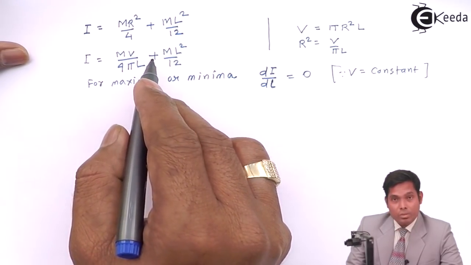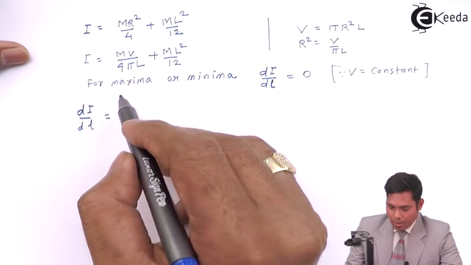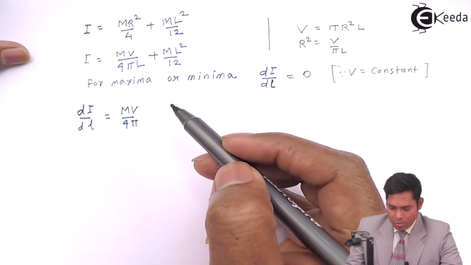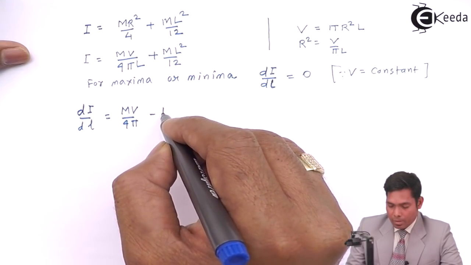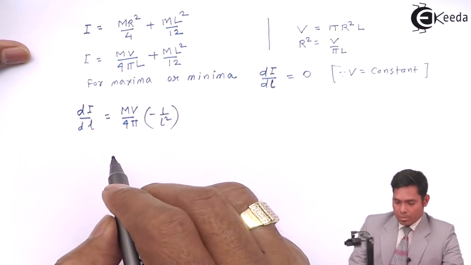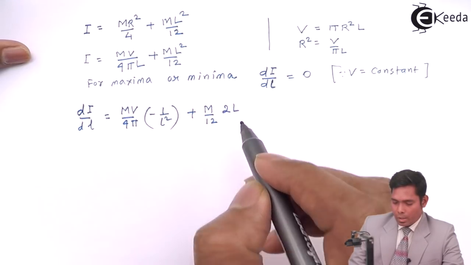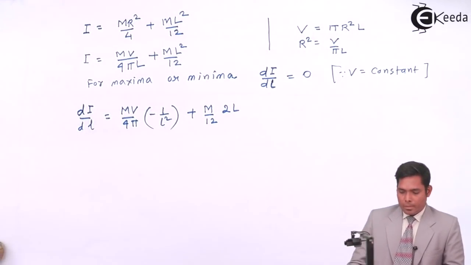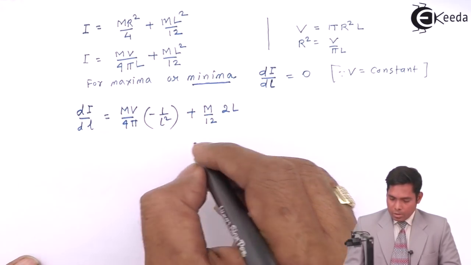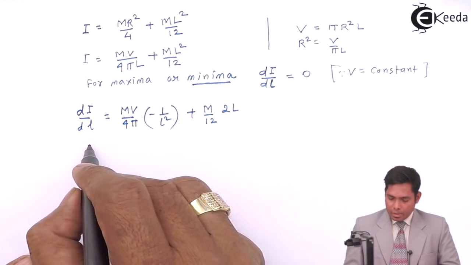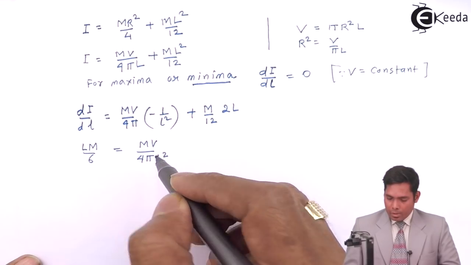Now, if I differentiate this equation with respect to length, dI over dL, this becomes m V by 4 pi will come out, because V is constant, m is also constant. Now what about this length, 1 by L? 1 by L, if I differentiate it, becomes minus 1 upon L square. This is the derivative, and this part is m upon 12. L square differentiation is 2L. Okay, now this has to be 0 for minima, the question is about minima. So I'll put the right hand side to be 0. Then this becomes equal to this. So I'll write m L upon 6 must be equal to m V upon 4 pi L square.